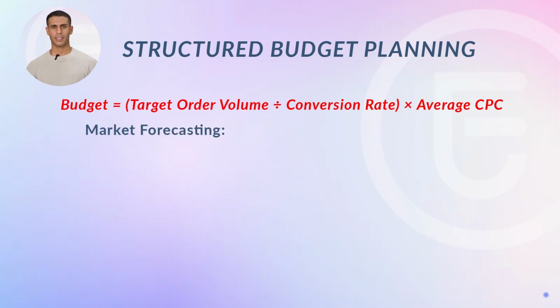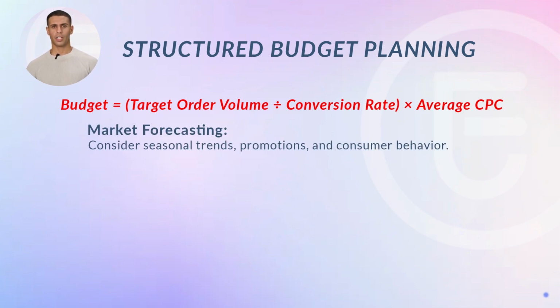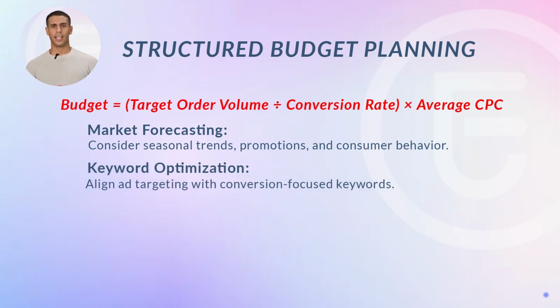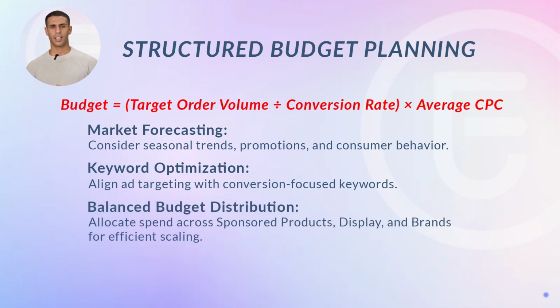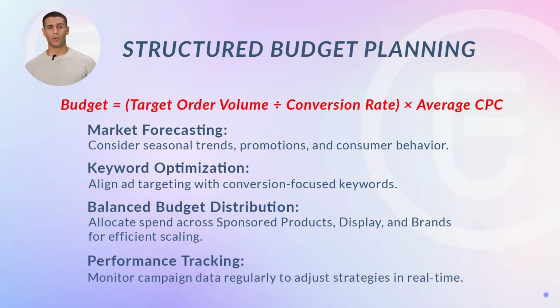Start by forecasting your market opportunities. Look at upcoming sales seasons, trends, and promotional windows. Then, evaluate your keyword sets and make sure they align with your campaign goals, whether that's driving conversions or defending brand terms. Next, distribute your budget wisely across campaign types, such as sponsored products, sponsored display, or sponsored brands. Finally, track performance regularly and be ready to make adjustments as your data evolves.